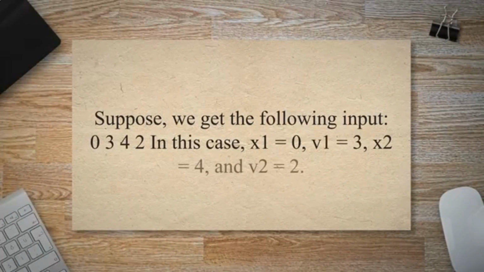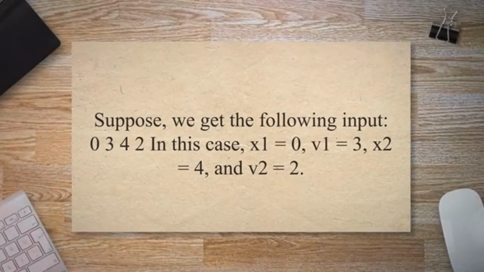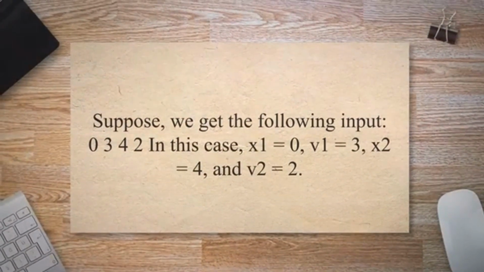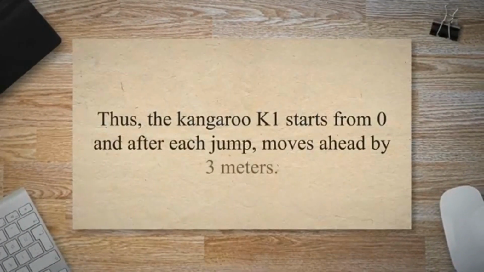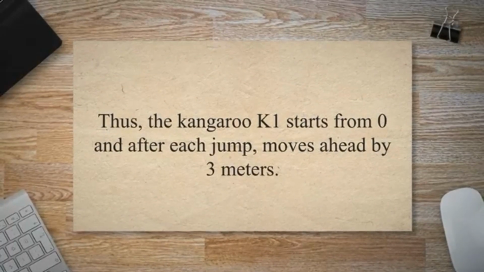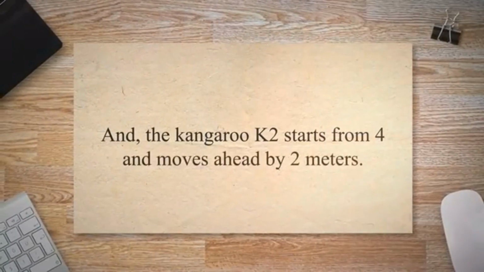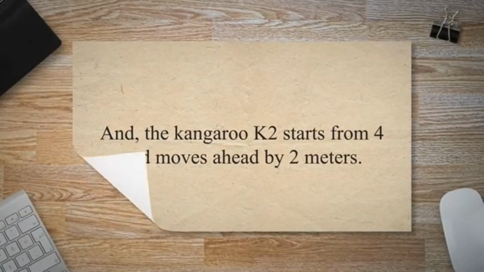Suppose we get the following input: 0, 3, 4, 2. In this case, x1 equals 0, v1 equals 3, x2 equals 4, and v2 equals 2. Thus, the kangaroo k1 starts from 0 and after each jump, moves ahead by 3 meters. And the kangaroo k2 starts from 4 and moves ahead by 2 meters.